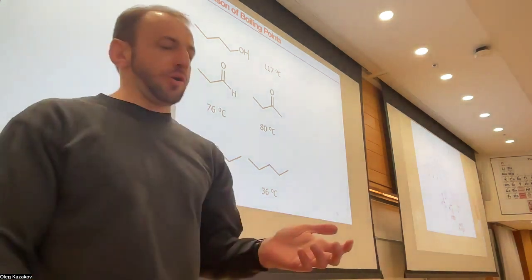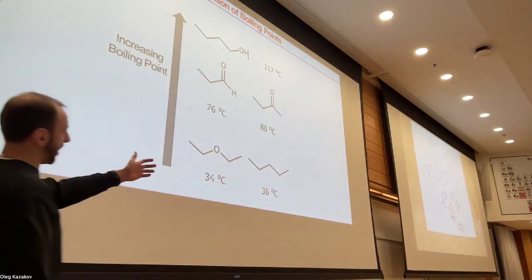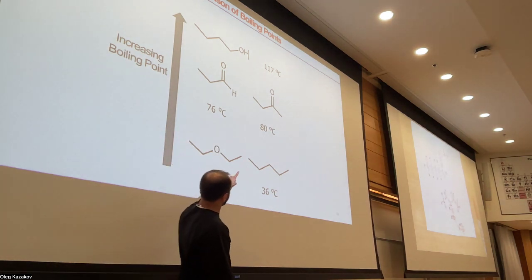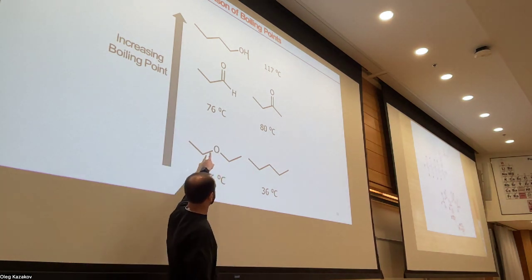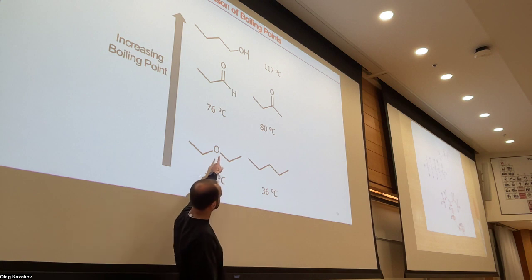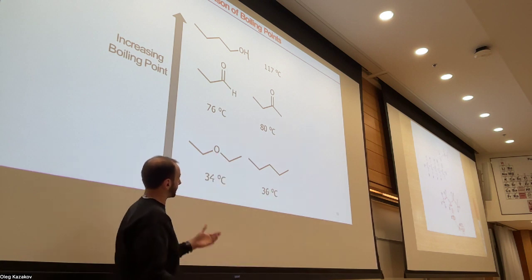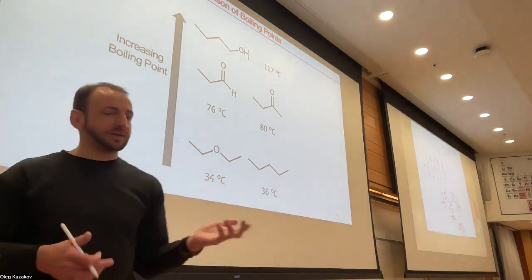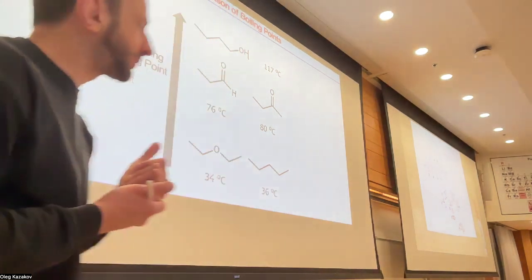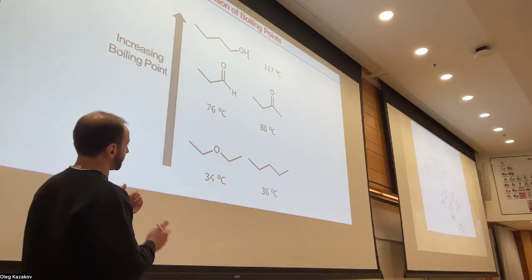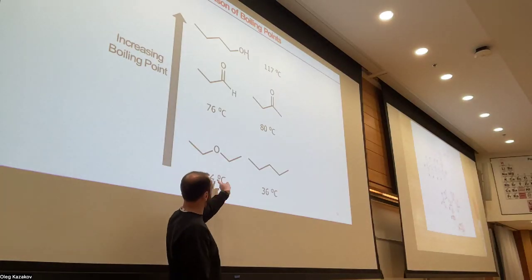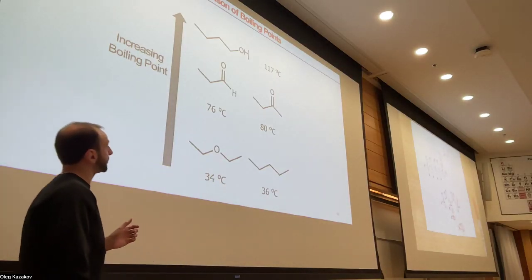Because they are very similar in structure, if you look at this compound versus that, it's almost the same structure geometrically, but we have the oxygen somewhere in the middle, and then it's an ether. Because of those similarities, we have similar boiling points, like 34, 36 degrees Celsius, right?